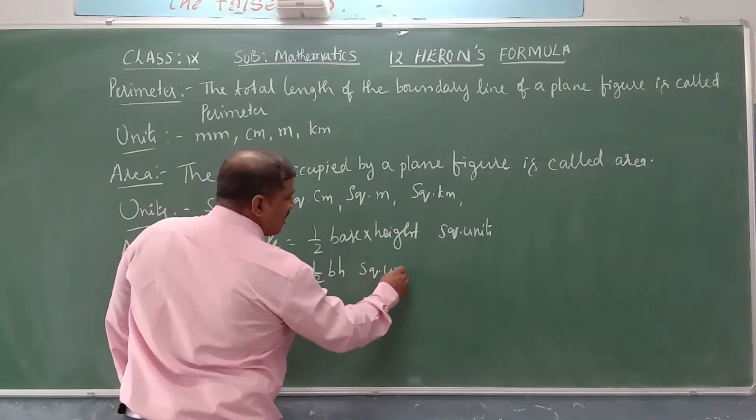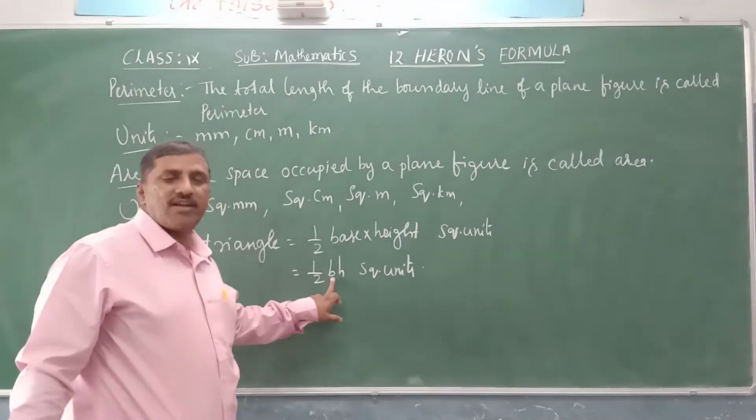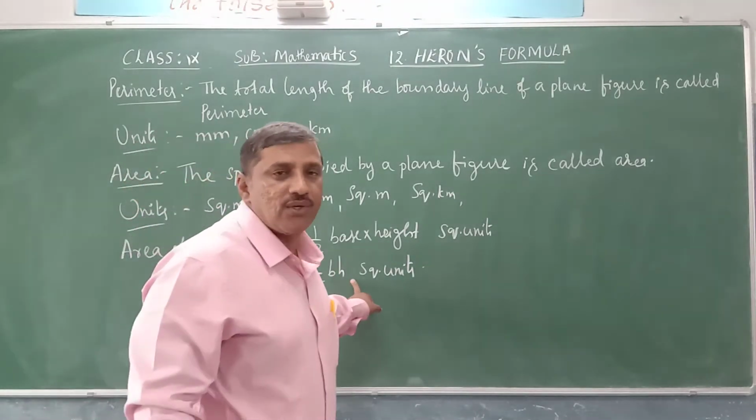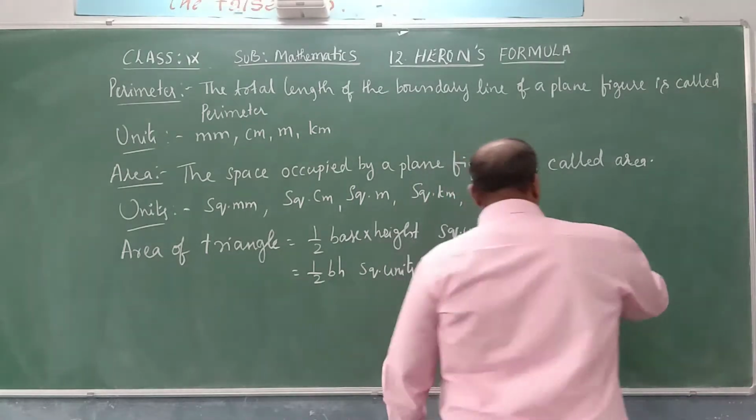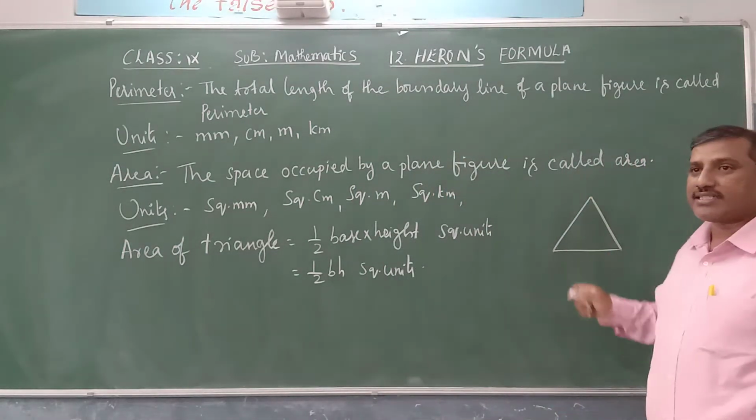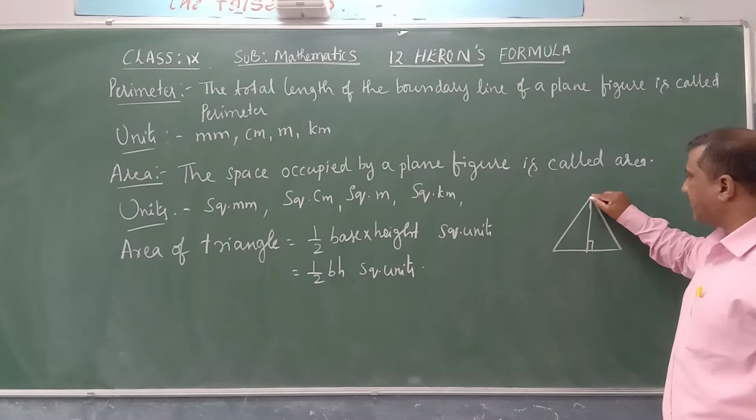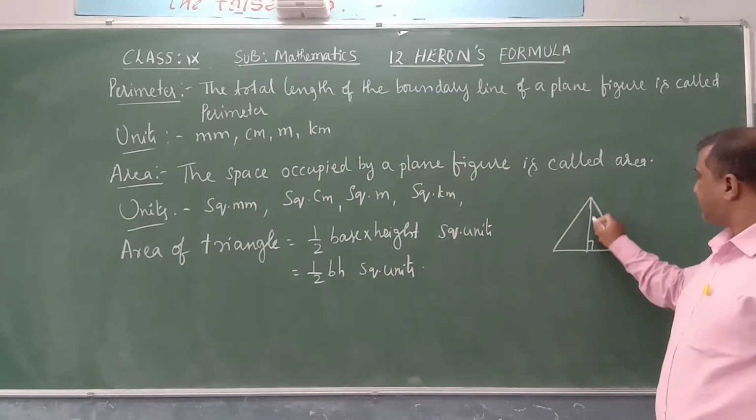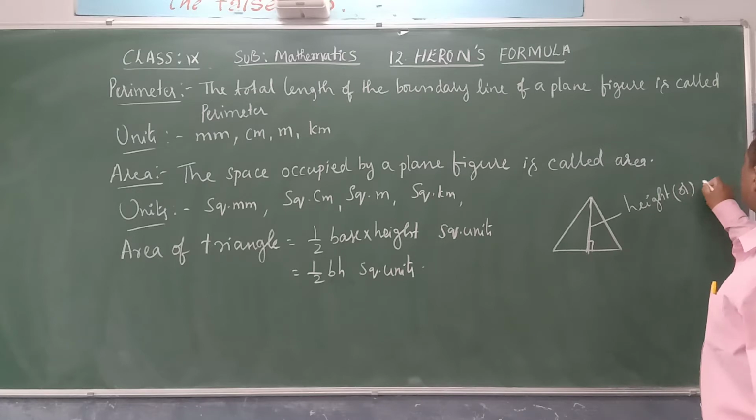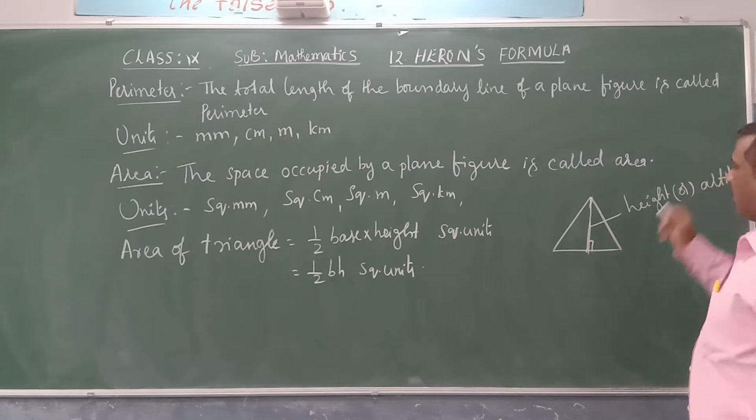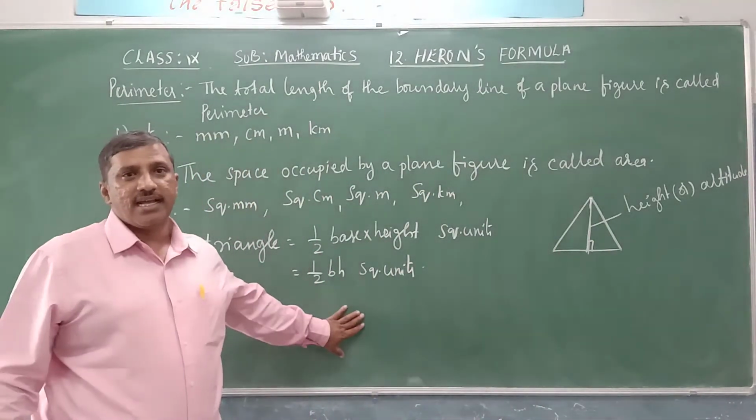Children, when do we use this formula to find the area of a triangle? Exactly, when we know the base of the triangle and its height or altitude. Can anybody say what the altitude or height is? It is the perpendicular drawn from one vertex to its opposite side. This perpendicular is known as the height or the altitude. So we use this formula when we know the base and height.